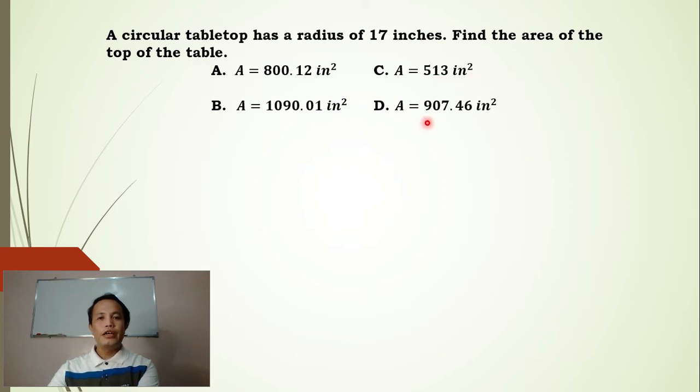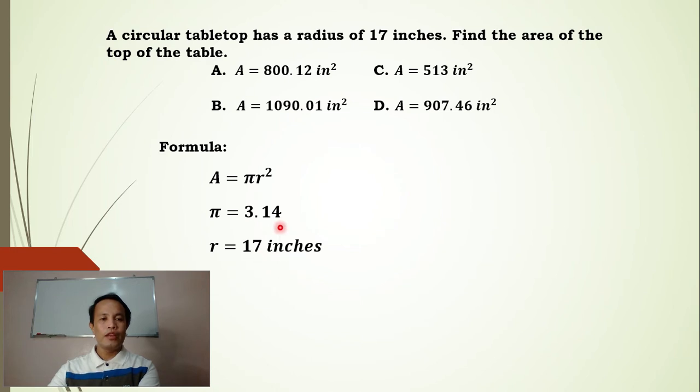Letter D, 907.46 inches squared. Still, this problem talks again of an area, but this time it is about the area of a circular tabletop. So that is a circle. So the formula in finding the area of a circle is area equals pi r squared. And we know that the value of pi is equal to 3.14. This is constant. This is always 3.14. And the given radius is 17 inches. So we will be substituting this value to our formula.